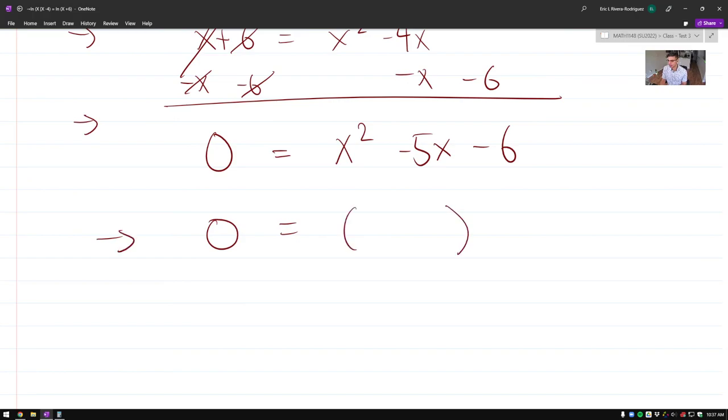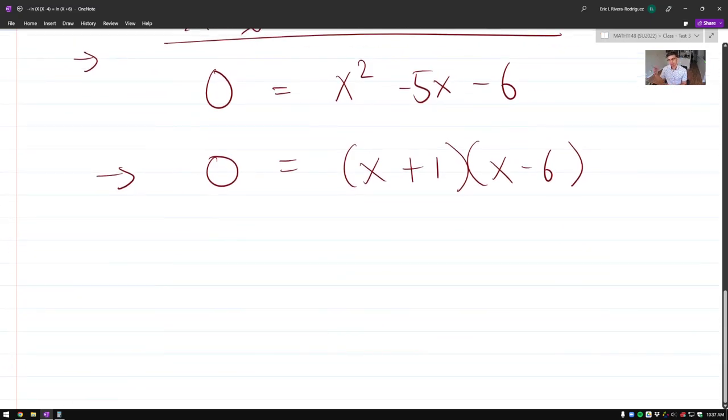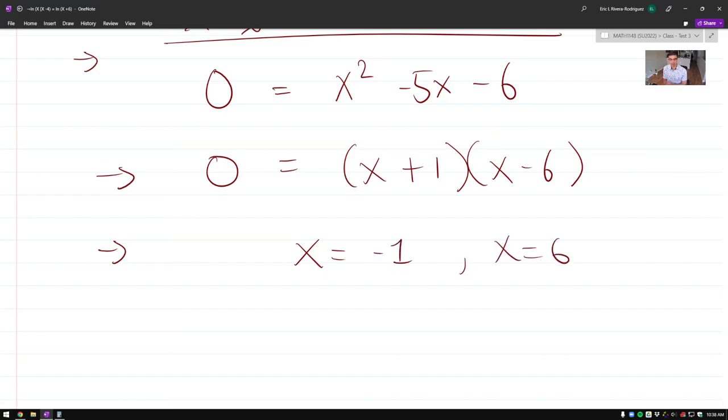Let me see. x plus 1, x minus 6. When we add them, we get minus 5, and when we multiply, minus 6. So we are good there. That means we have two possible solutions. The zeros of the quadratic equation are x equals negative 1 and x equals 6. Those are the zeros, okay?